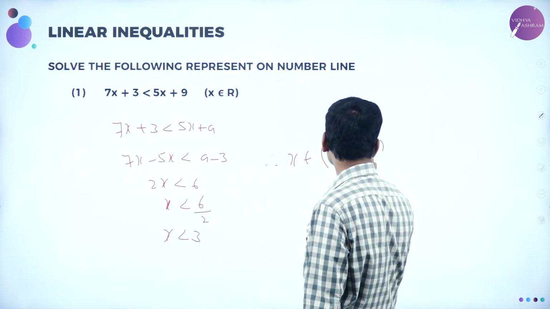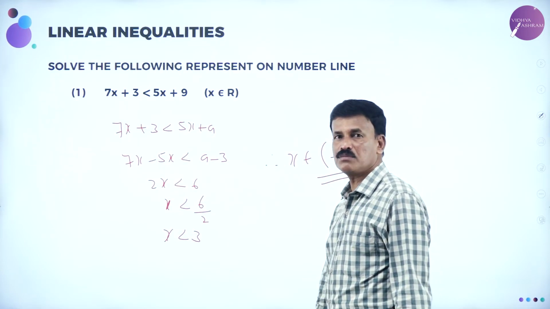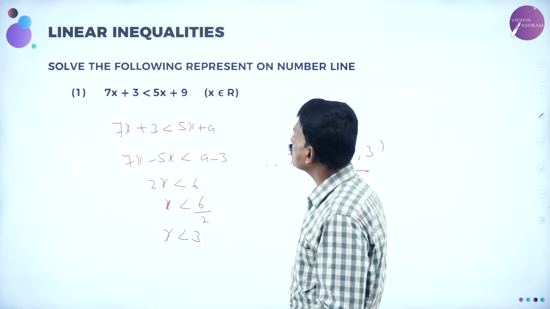3 and less than 3 is minus infinity. That's it. Minus infinity comma 3. That's it. Okay. Now, let us come to the next problem.